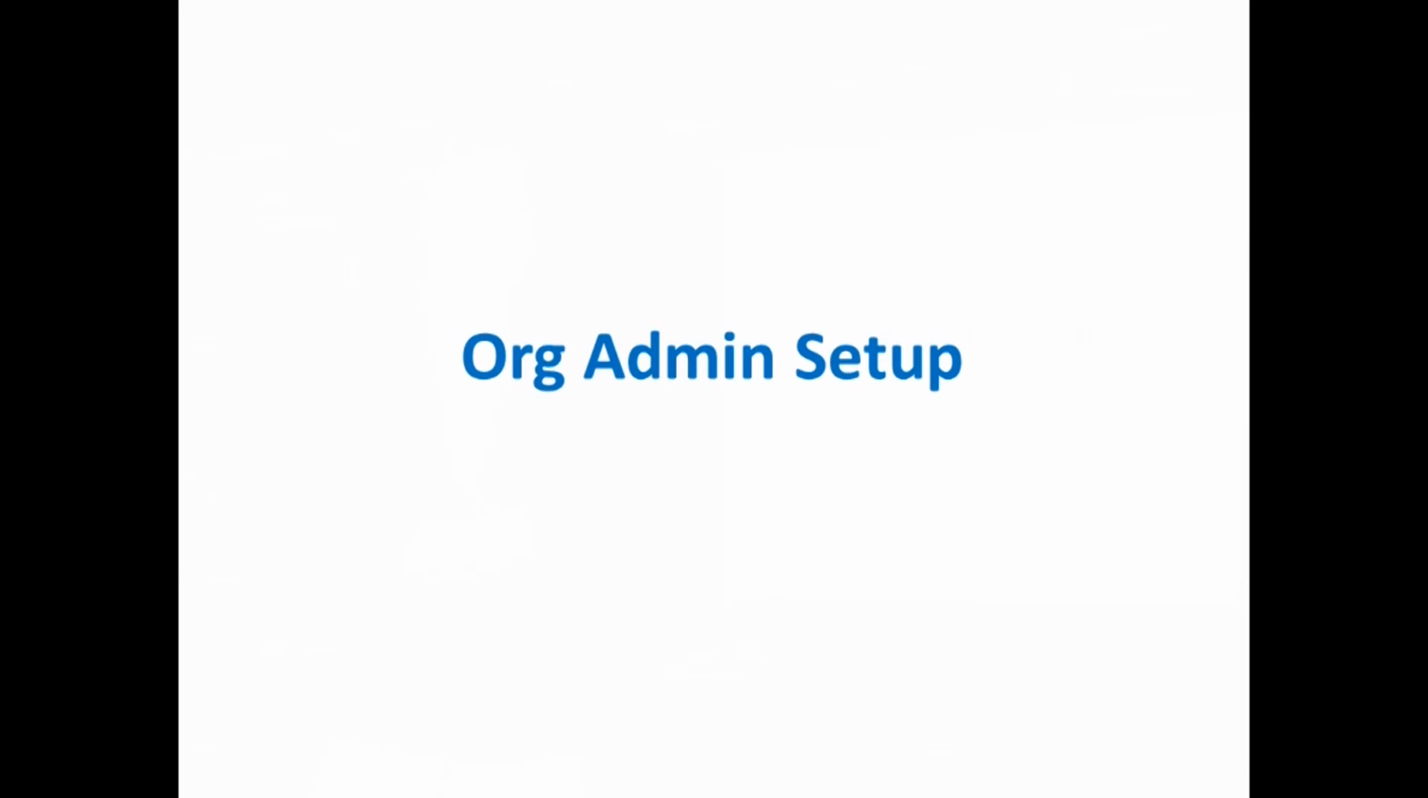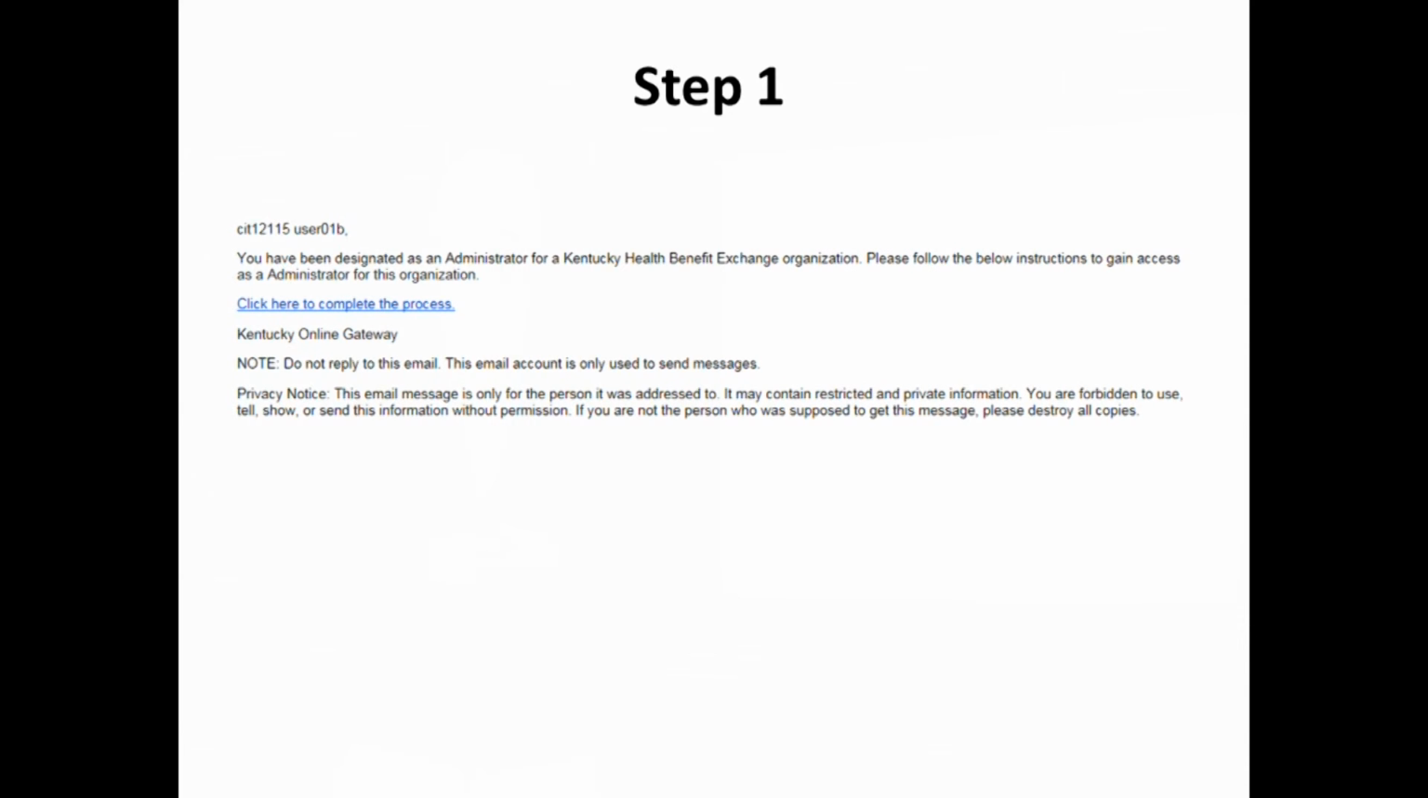In order for the org admin to start adding organizational users, they first have to set up their org admin account. If you have not created a KOG account previously, please follow the instructions we talked about in the creating an account portion of this tutorial. If you have been designated as an org admin, you will receive an organization administrator invitation email from kog.do-not-reply@ky.gov. Click on the link to complete the process.